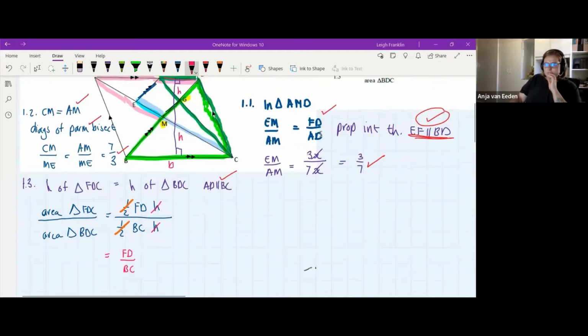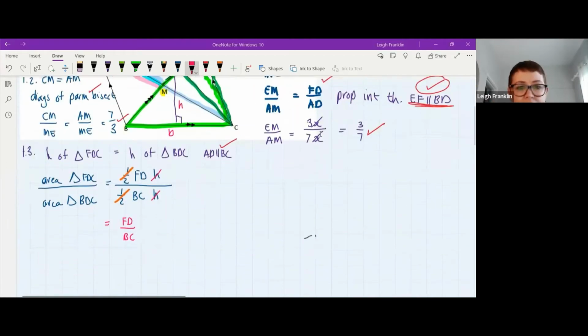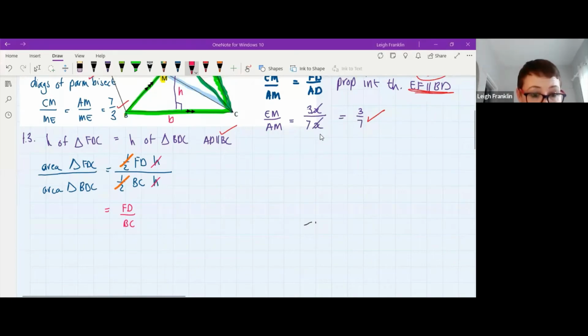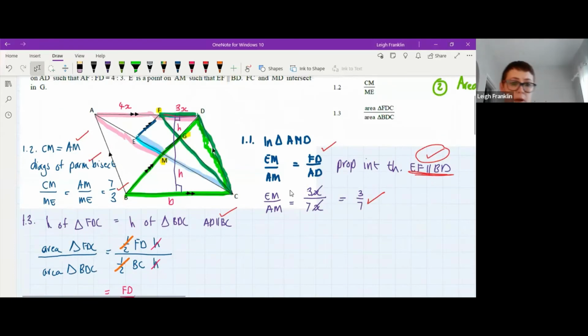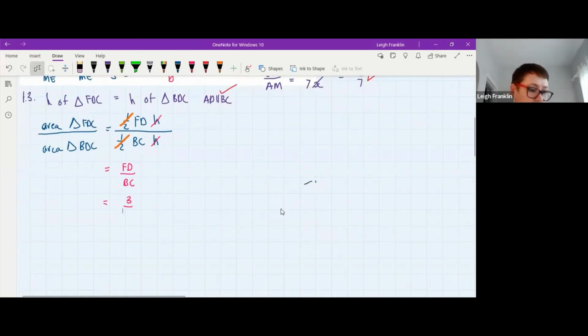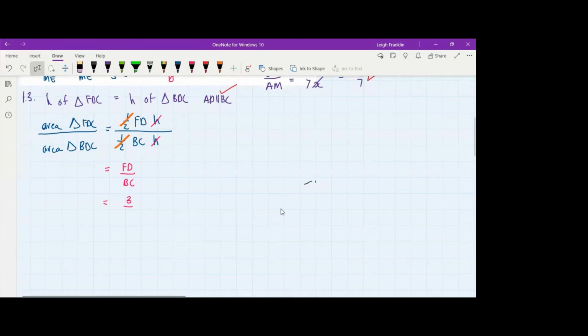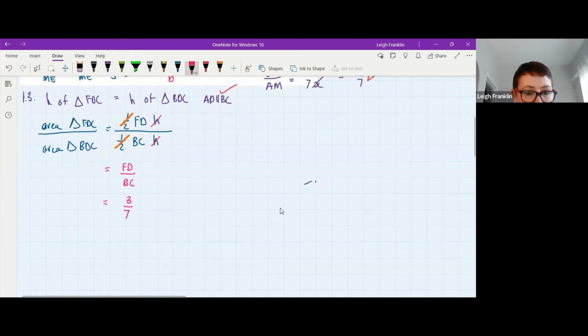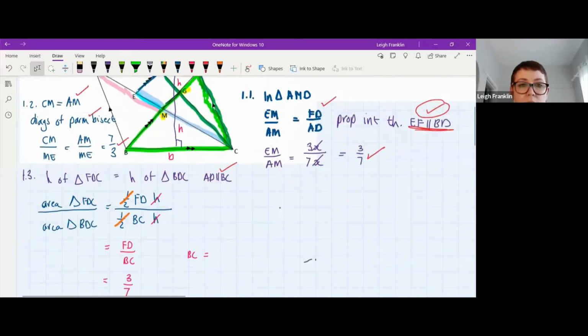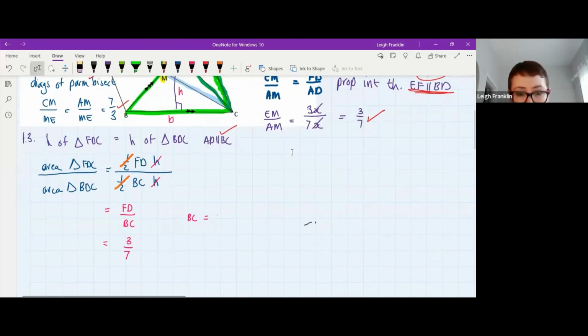Okay, and then we know from what we've already done that FD has a ratio of 3, and BC has to have a ratio of 7. What we will just need to add in here is that BC equals AD, because they are the opposite sides of a parallelogram and they are equal.